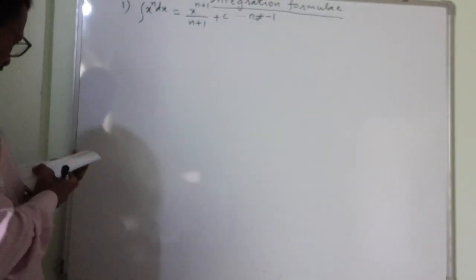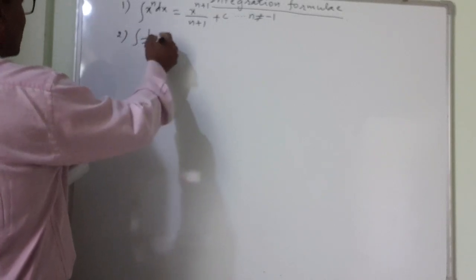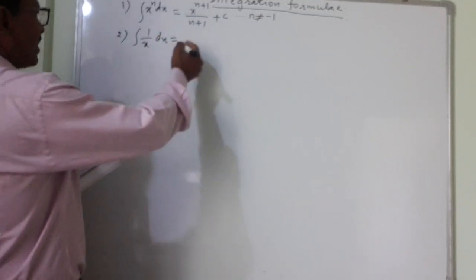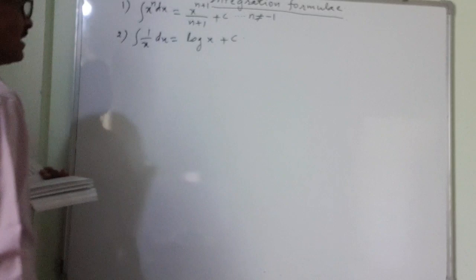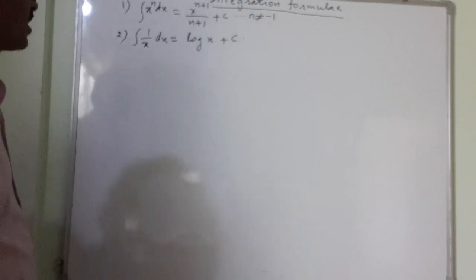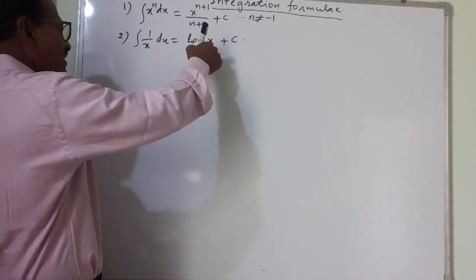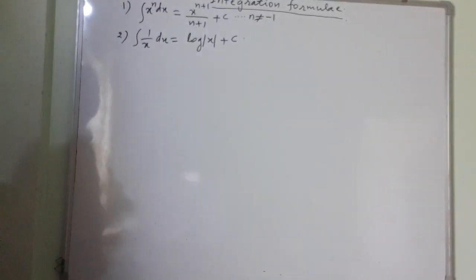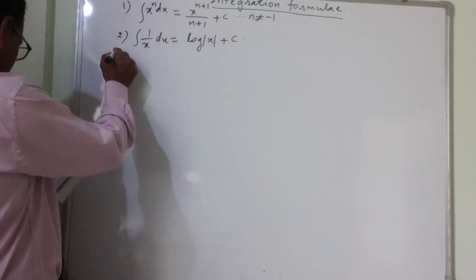Now the next formula, second: integration of 1 upon x dx is equal to, you know, it is the derivative of log x. Therefore it is log x plus c. Now here also while writing, generally the teacher doesn't give it wrong, but mathematically it is wrong. Why? x is positive, because logarithm is defined only for positive numbers, not for negative numbers. That's why the modulus sign is given.